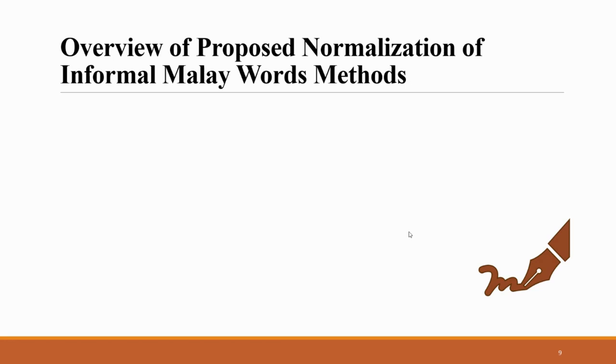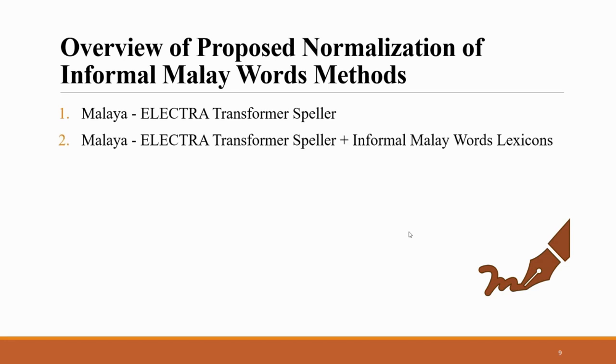Then we continue with our proposed normalization of informal Malay words. We have proposed two normalization methods. The first method uses an existing Malay transformer to correct Malay abbreviations and typos. The second method uses both the Malay transformer and the constructed informal Malay word lexicons to normalize both Malay abbreviations and slang words.